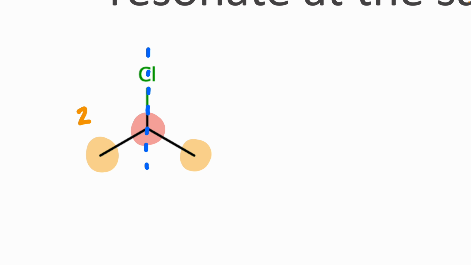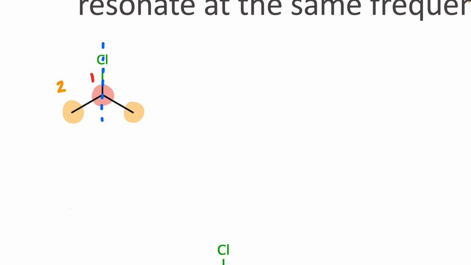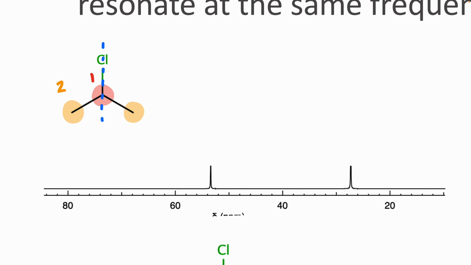And what about my red peak? What would my integration value be? How many carbons are in that red group? 1. Cool. So I should expect 2 peaks, and one of them will be twice as big as the other one. And so if we look at our spectrum here, this is what we see.